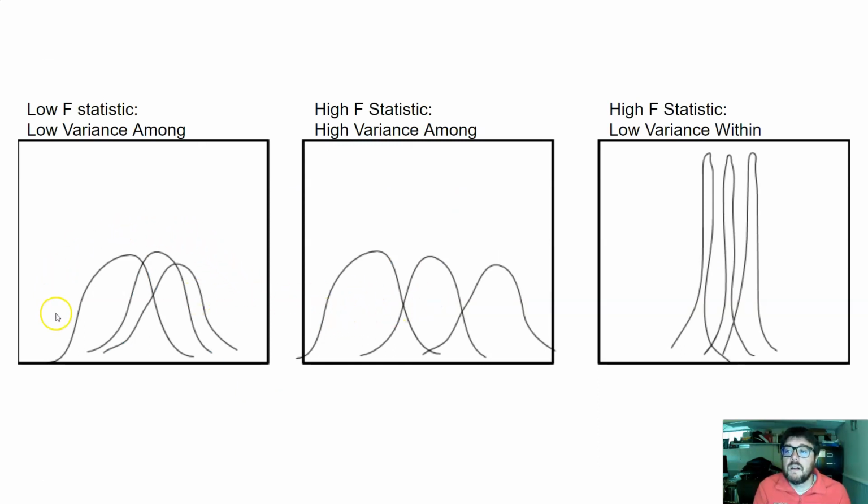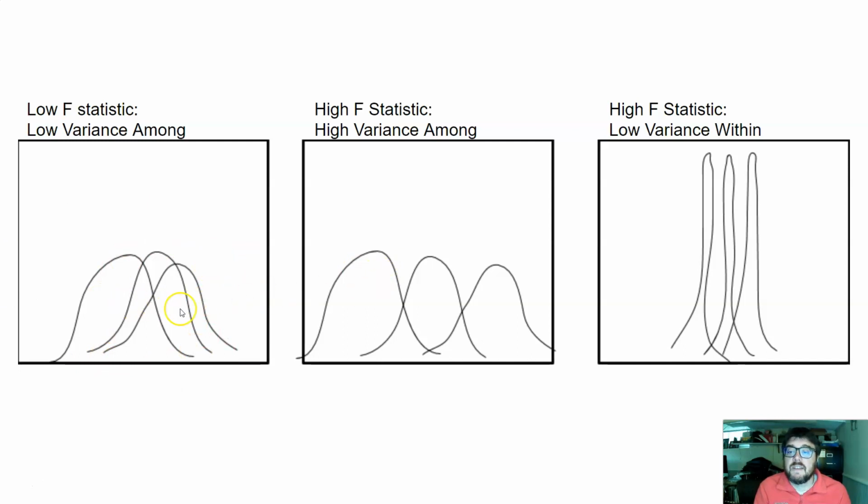So here we have a low F statistic because all of the different distributions are overlapping, and there's about just as much spread among group means as there is within groups. So this F statistic is probably going to be around 1.